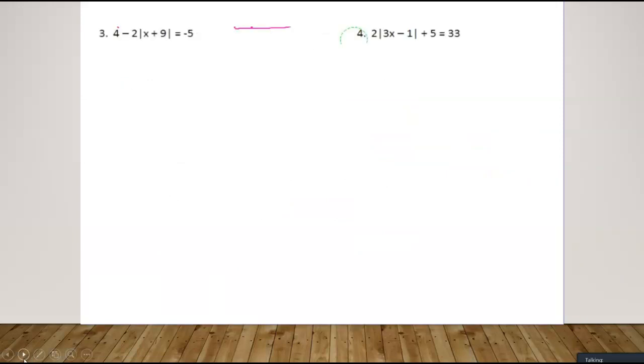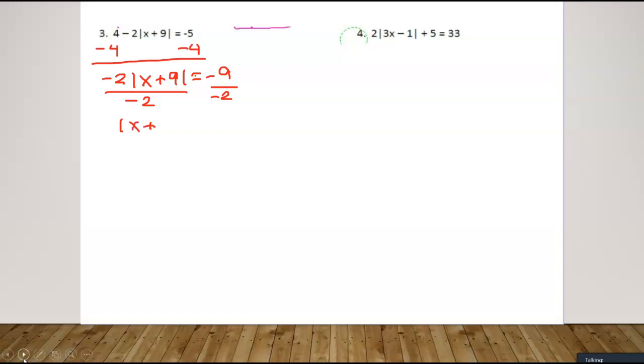Okay, so in number 3, the absolute value is not isolated. Therefore, you have to solve for the absolute value. So the first thing we have to do is subtract 4. Divide by -2. So you get the absolute value of x plus 9 equals 4.5. You could also leave it as 9/2 as a fraction.